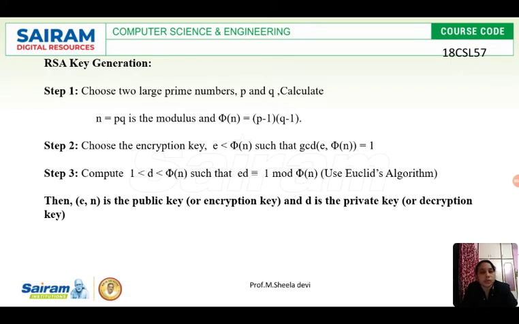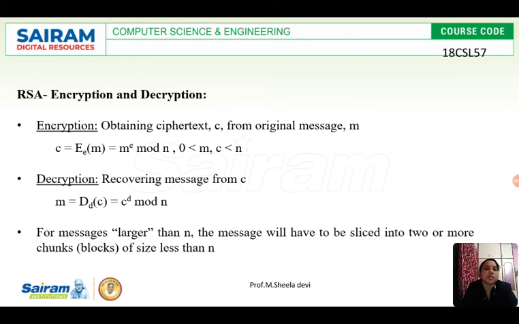With this, the next process is encryption. Encryption is nothing but applying the key values on the message. This is the formula to convert the plain text to the ciphertext. C is the ciphertext. We apply encryption on the message with our E value, so message m power E mod n is the formula to do the encryption.